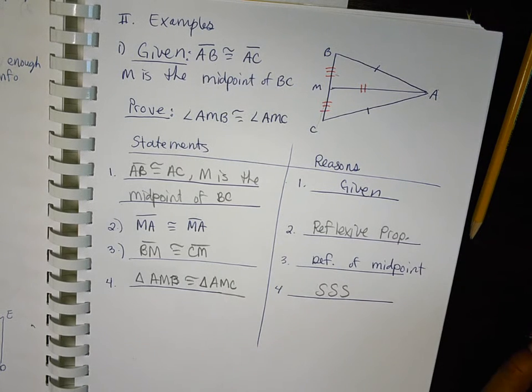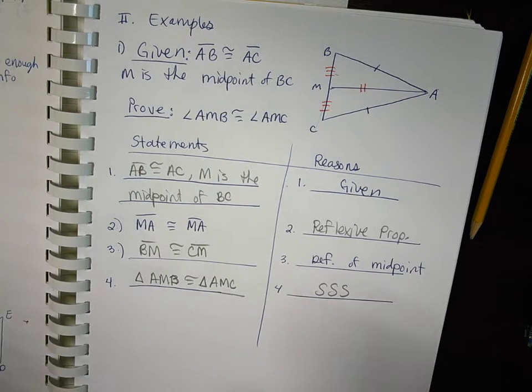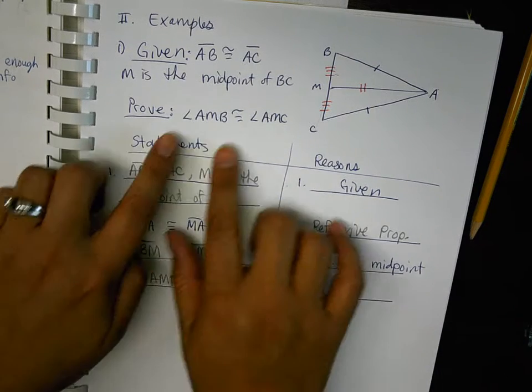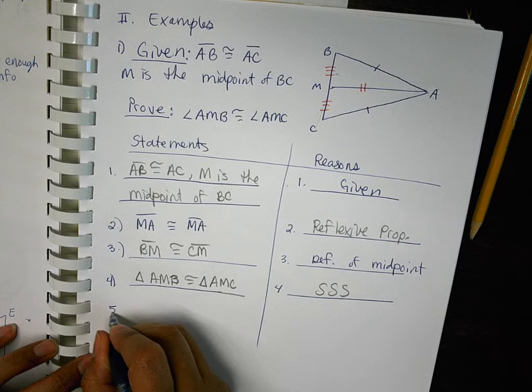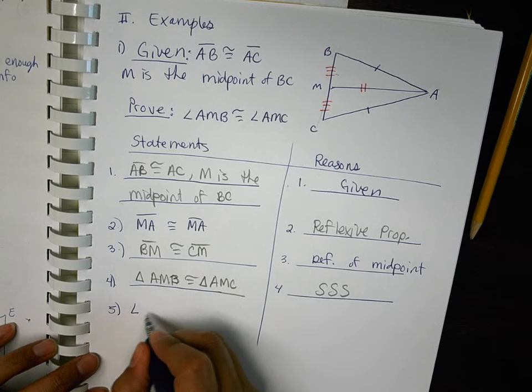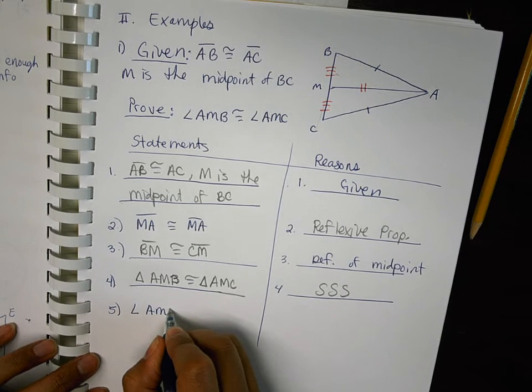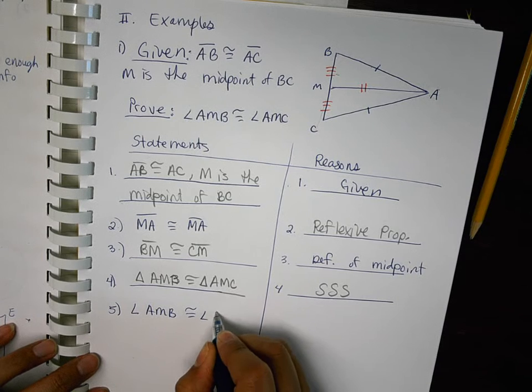Okay, now what's the problem with this one? At this point, people say, oh, I'm done. I proved the two triangles are congruent. Is that what I'm trying to prove? No. So I'm not done. Step 5 would be what? That angle AMB is congruent to angle AMC.